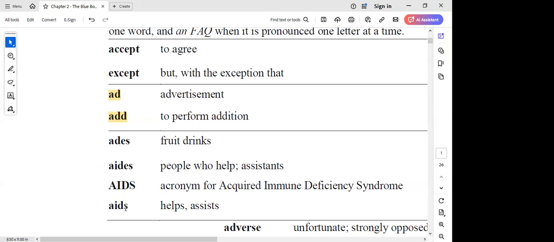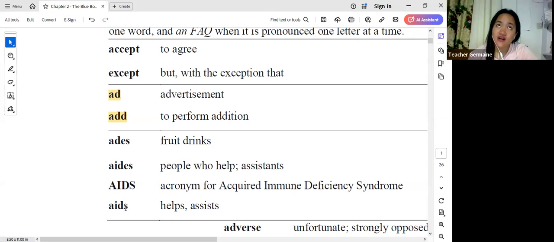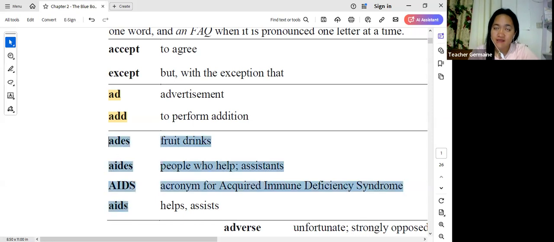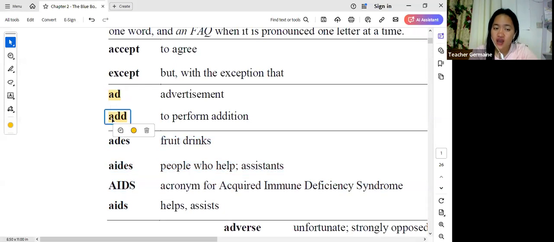Okay. So these four here are examples of homonyms. Add and add are also homonyms. Accept and accept are also homonyms. Why are they called homonyms? Because they have the same way of reading or pronouncing it. What's the difference? They have different meanings. They have different origins. That's why they are called homonyms.